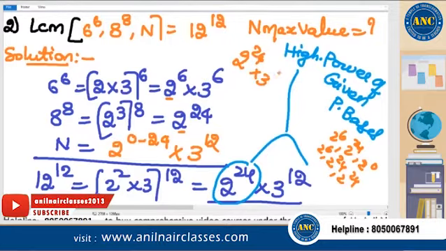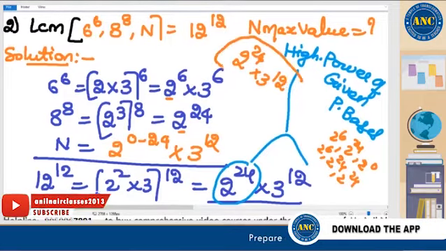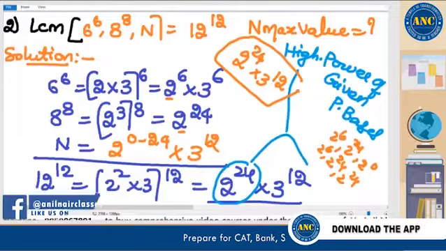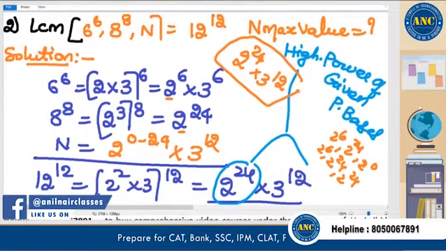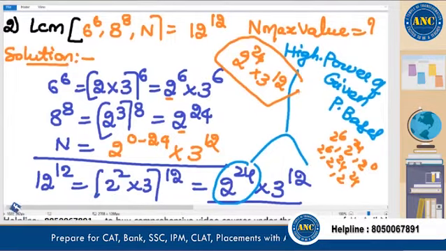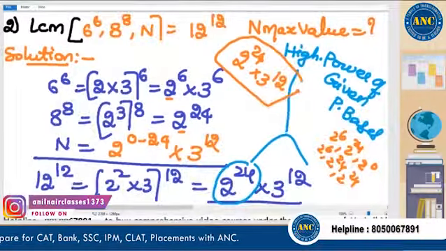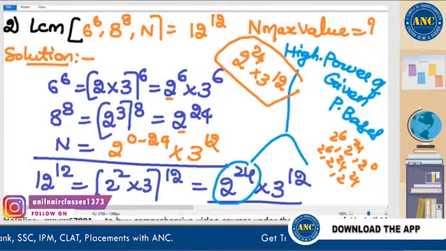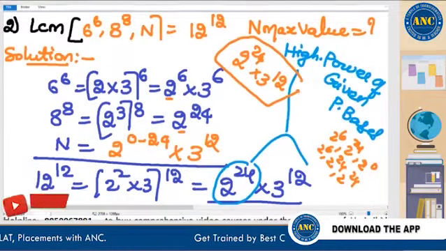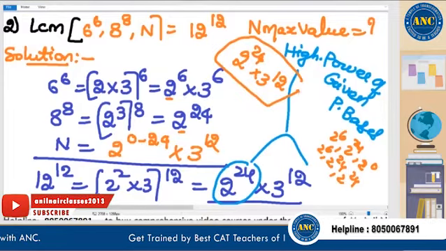What is the maximum value of n? 2 power 24 into 3 power 12. I hope you got the idea.